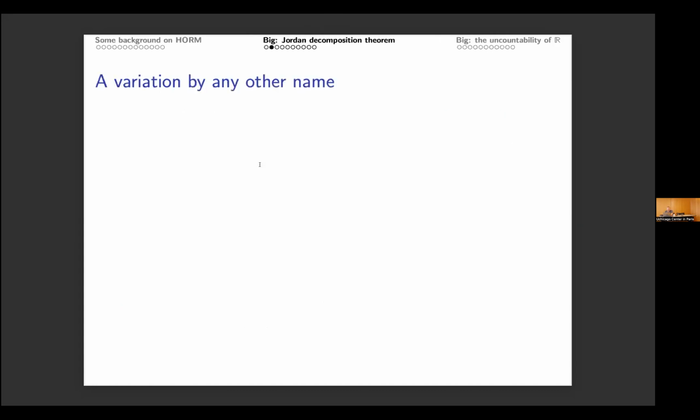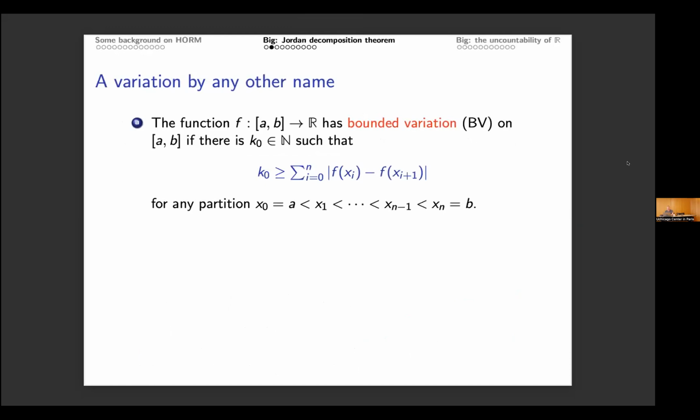Now, so what is bounded variation? This is bounded variation. A function has bounded variation if there's some upper bound k0 on all these sums. So for any partition, there's an upper bound for any of these sums. That's what it means to have bounded variation. And this can't happen is essentially what bounded variation means. It can't fluctuate too hard.